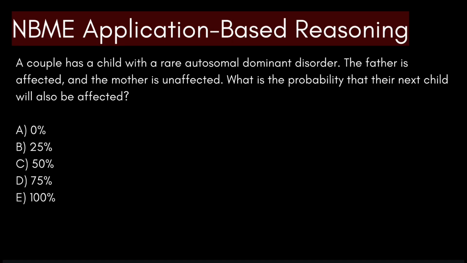Next, we have a couple that has a child with a rare autosomal dominant disorder. The father is affected and the mother is unaffected. What is the probability that their next child will also be affected? Remember what I said about autosomal dominant disorders. Patients with autosomal dominant disorders typically don't have 2 copies of the same allele that causes the disorder.